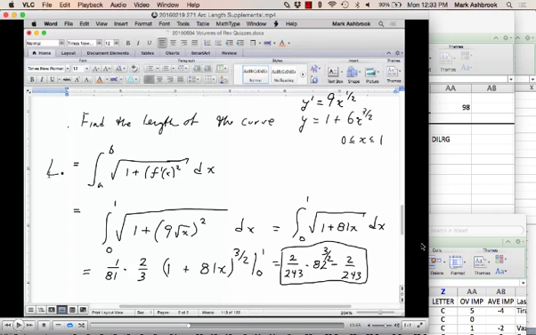Questions on this? Really easy example, just using the formula. Anybody?